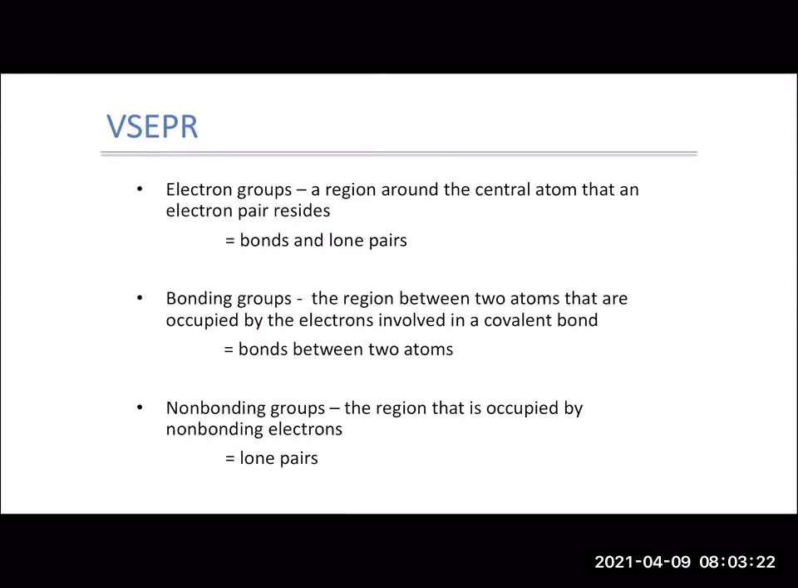Now let's talk about the different types of groups. First, we have our electron group. That's the region around the central atom where an electron pair resides. So these are our bonds and our lone pairs.